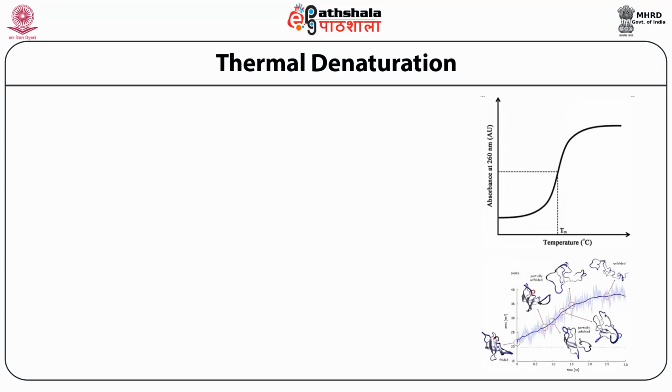Here we discuss thermal denaturation. You can see in the graph that as you increase the temperature, the optical property increases, and this tendency is used to estimate the thermodynamic properties of the protein. And you can see how the structure or conformation of the protein changes as you increase the temperature, and how the protein starts unfolding from lower to higher temperature.